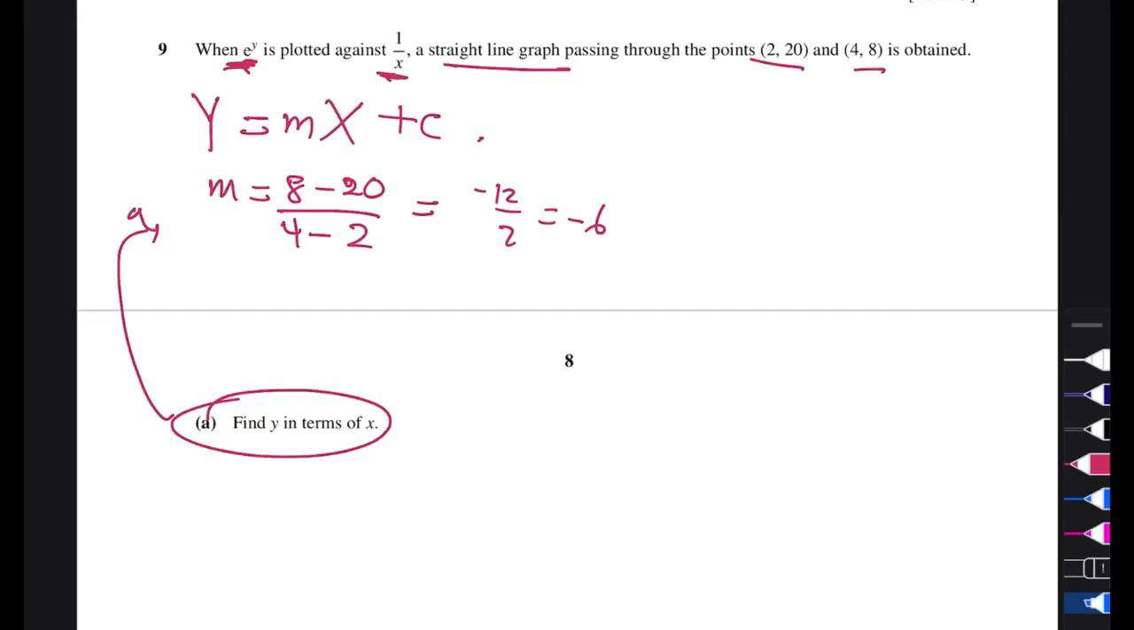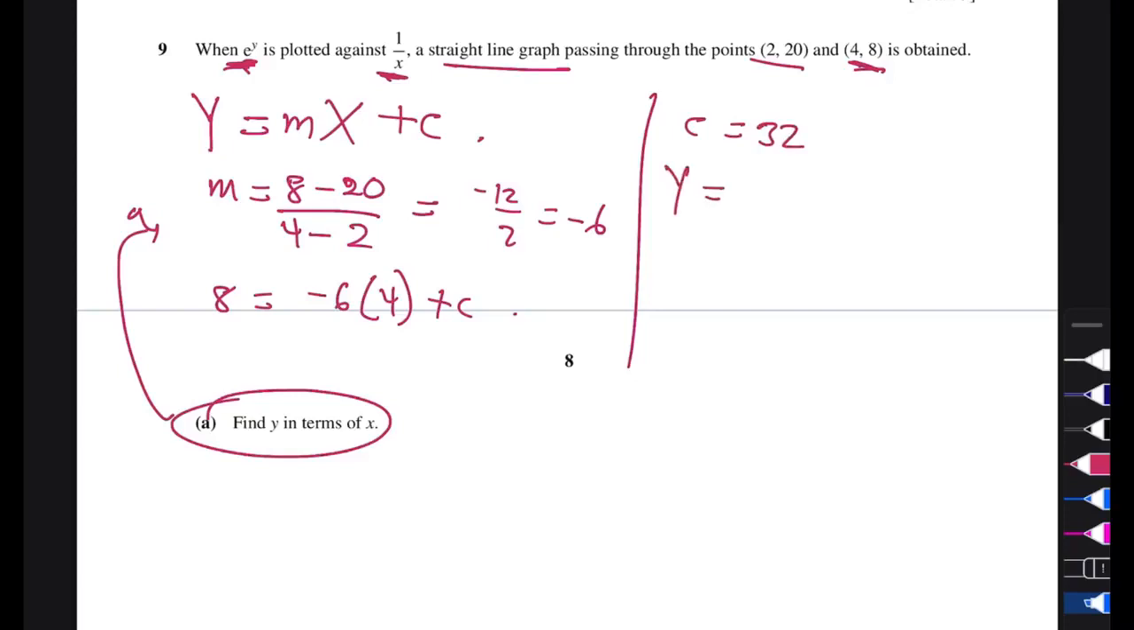So I can find my c if I use maybe the point (4, 8). So 8 will be equal to negative 6 into bracket 4 plus c. So c will be equal to 8 plus, what is that, 4 times 6, that's 24, right? Good. So giving me 32. So that means that my big Y is equal to negative 6 big X plus 32.